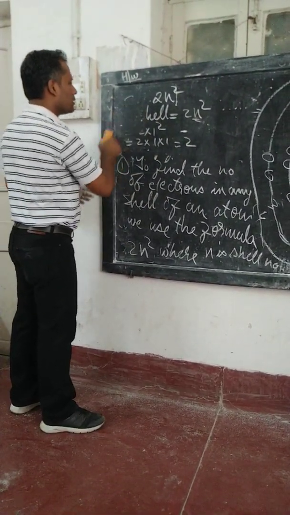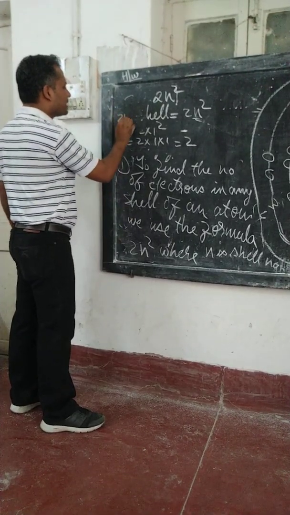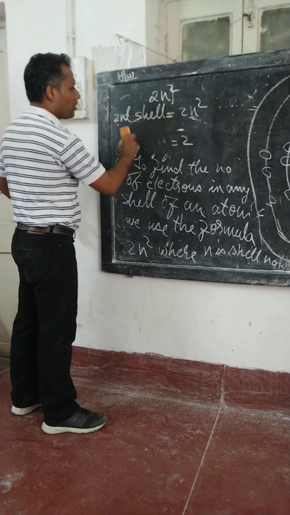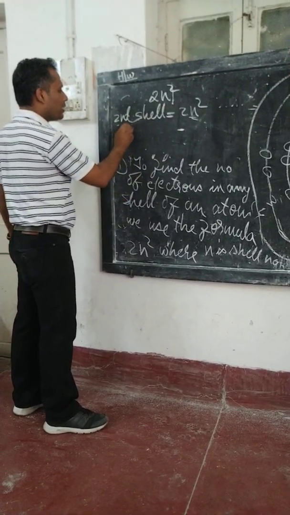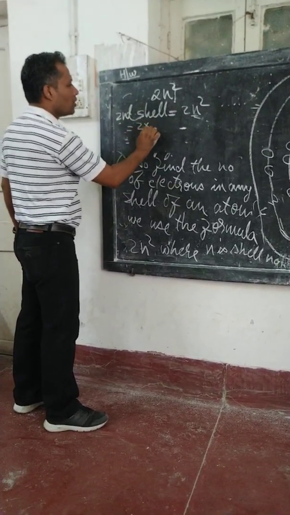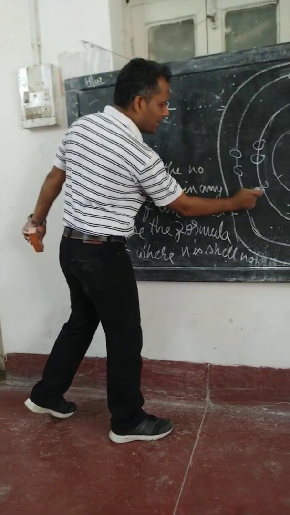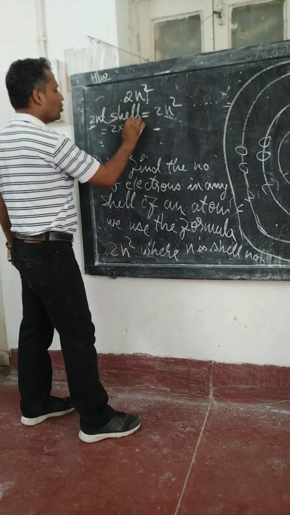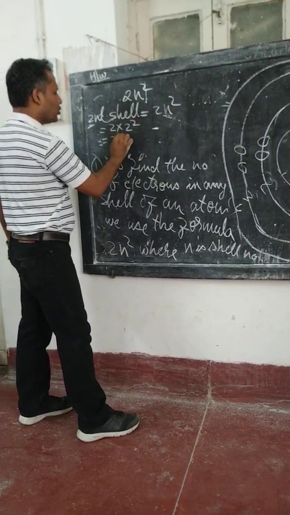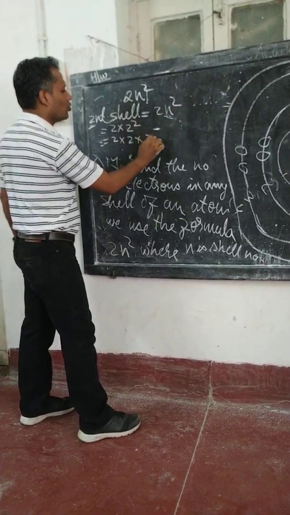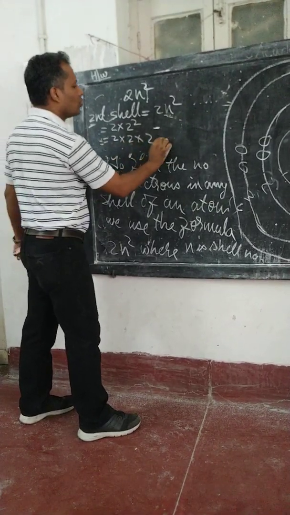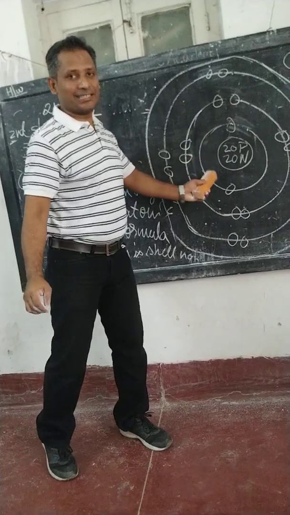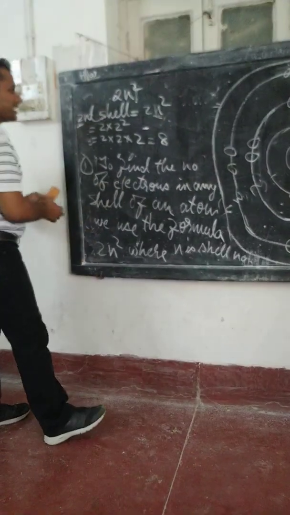Now we come to the second shell. The formula will be the same, 2n square. What is the value of n here? 2. You are using the second shell. So 2 into 2 square, 2 into 2 into 2, 4 into 2, 8. So how many electrons do you get here? 8.